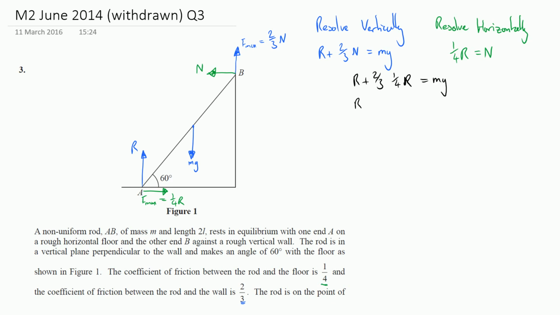This becomes R plus, I can cancel a 2 here and a 2 here, so this becomes 3 times 2, which is 1/6 R, which is equal to mg, and R plus 1/6 of R will be 7/6 of R, which is equal to mg, and finally R will be equal to 6/7 mg.